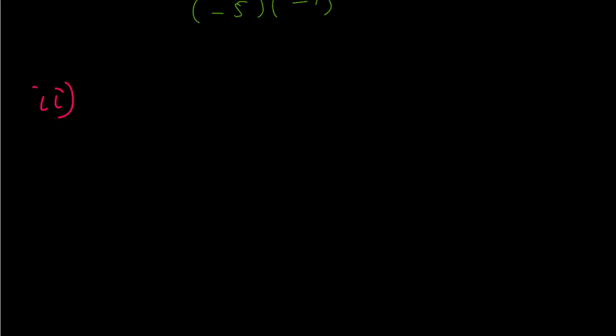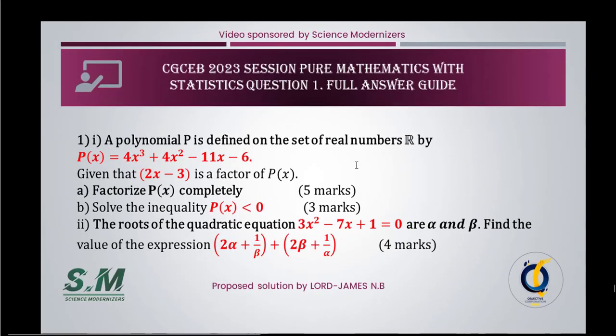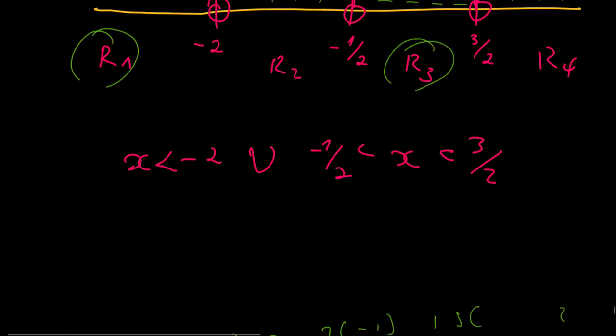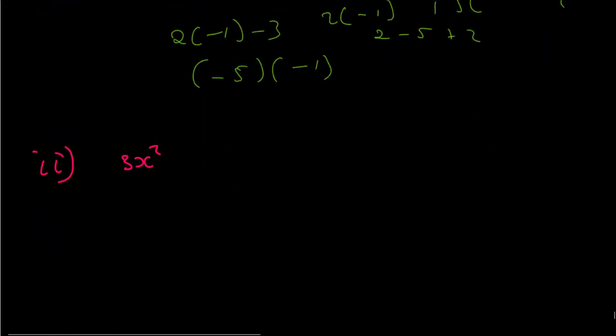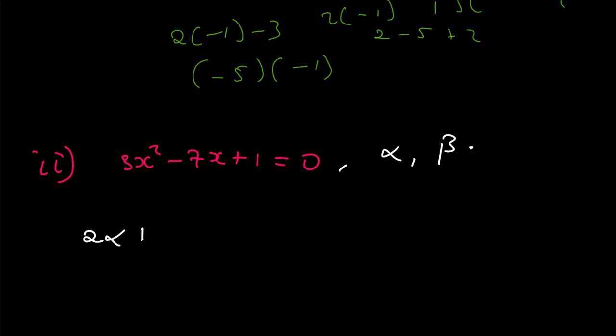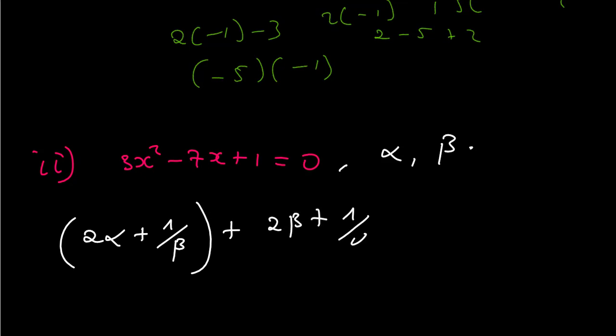That's Roman 2. So the quadratic equation is 3x squared minus 7x plus 1 equals 0. And this quadratic equation has roots alpha and beta. And so we are asked to find the value of the expression 2 alpha plus 1 on beta plus 2 beta plus 1 on alpha.